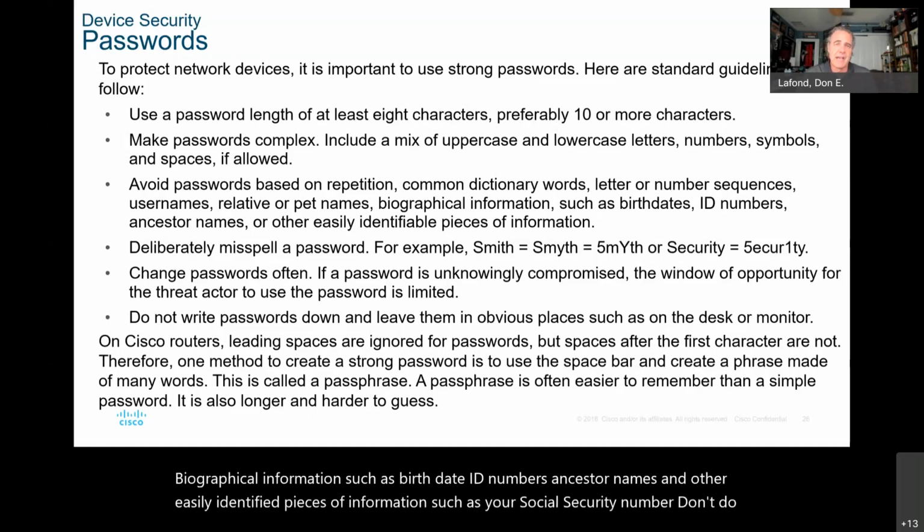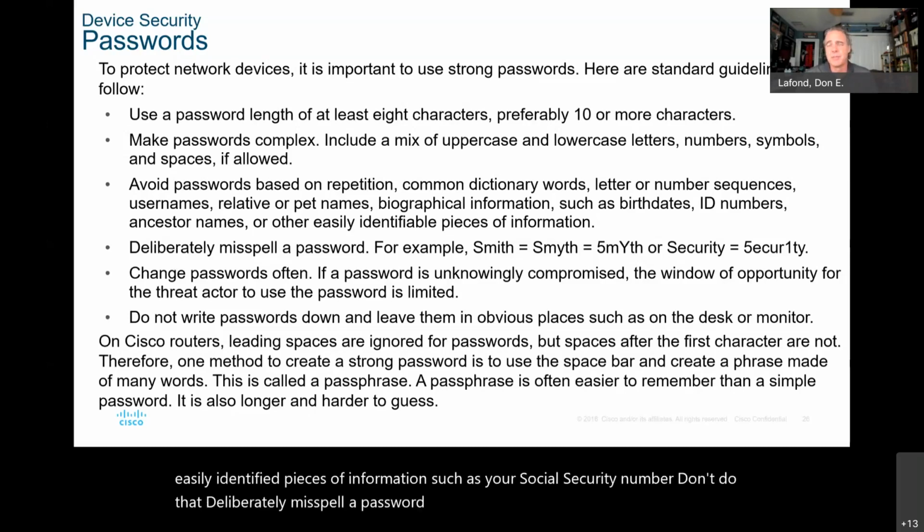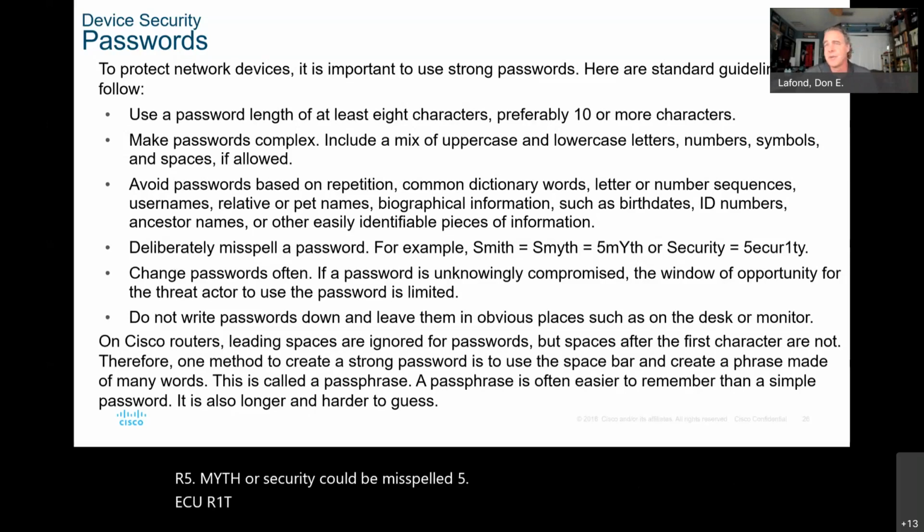Deliberately misspell a password. For example, Smith could be spelled S-M-Y-T-H or 5-M-Y-T-H, or security could be misspelled 5-E-C-U-R-1-T-Y. Easy enough to remember, but not easy to figure out.